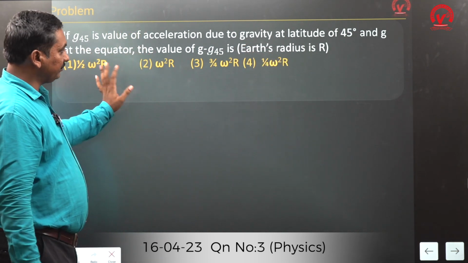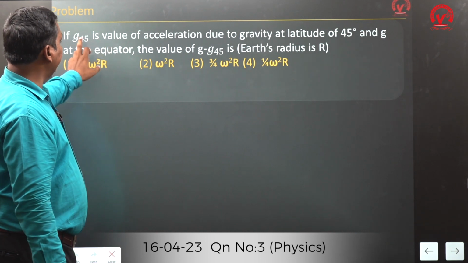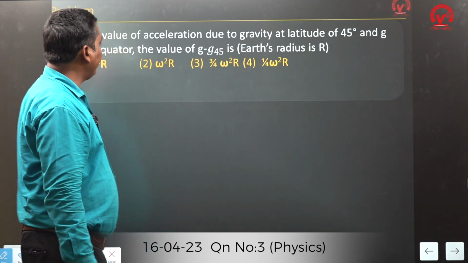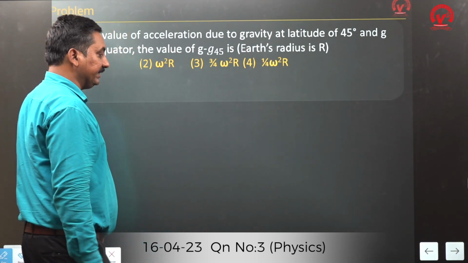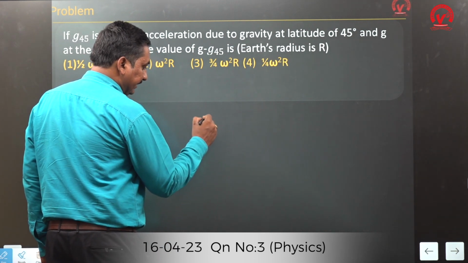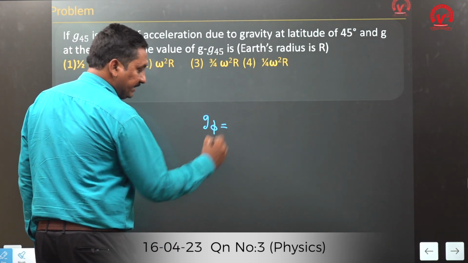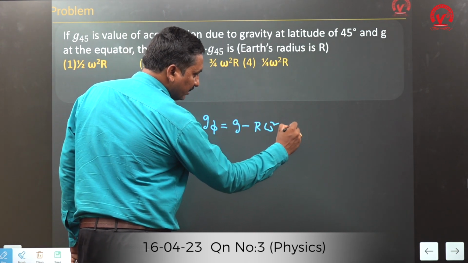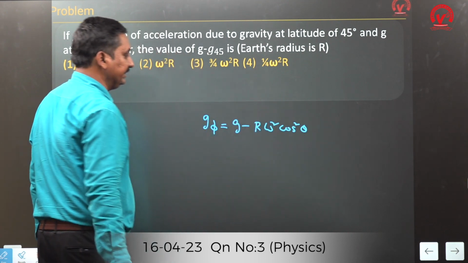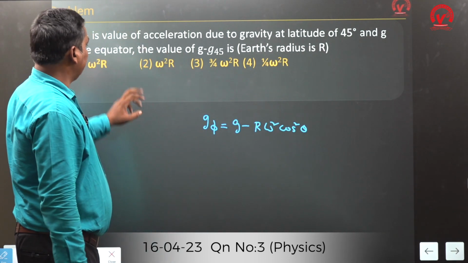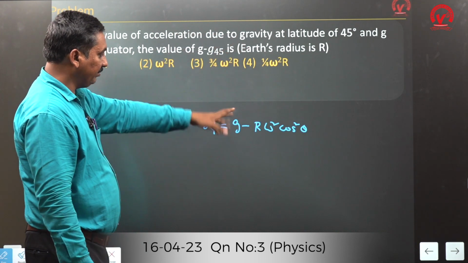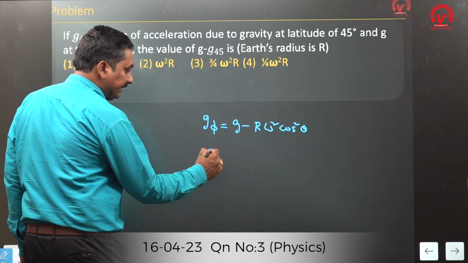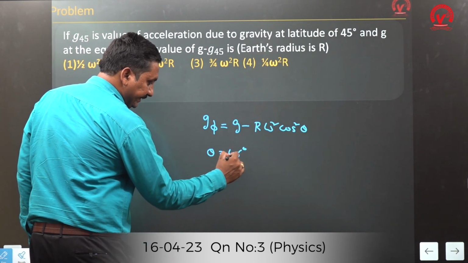Okay, so we have four options. In this question we have to find out the acceleration due to gravity at 45 degrees latitude. For that we have a relation: g_phi is equal to g minus R omega square cos square theta. Here R is the Earth's radius, omega is the angular velocity, and the angle given is 45 degrees, so theta is equal to 45 degrees.